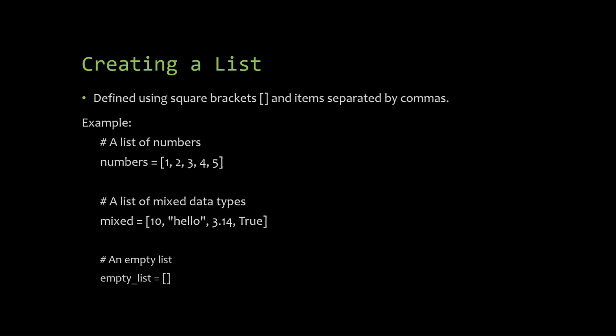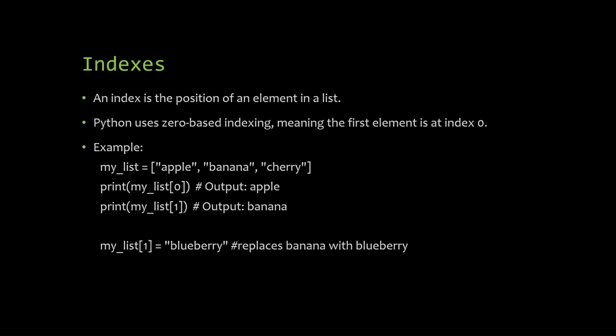We can also declare an empty list, which seems kind of silly at the moment, but they're actually quite useful whenever we start doing things inside loops and we need a place to store everything. Now that we have a way to store multiple pieces of data inside of one variable, that's great, but how do we access it? And that's where indexes come in.